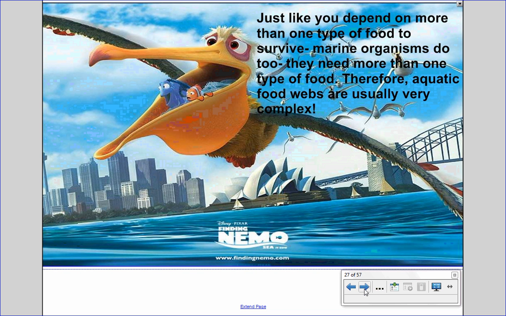Just like you depend on more than one type of food to survive, marine organisms do too. They need more than one type of food. Therefore, aquatic food webs are usually very complex. Think about where the energy comes from when the sun cannot reach the deeper depths of the ocean. Those organisms down there need to get energy.